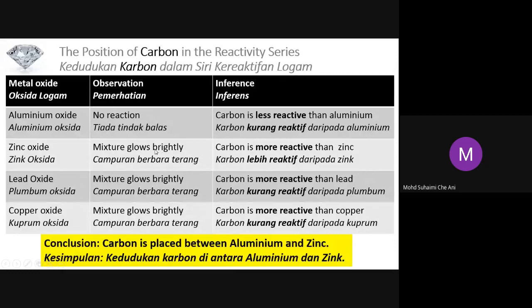So from the experiment, we can summarize that carbon is placed between the aluminium and zinc in the reactivity series. If you go back to the reactivity series, you can see that the positions of aluminium and zinc are near each other. Aluminium is on top, above, and zinc is below aluminium. But after this experiment, you know that carbon takes the place between the aluminium and zinc. So this is what the experiment wants to do. They want to know the position of the carbon.